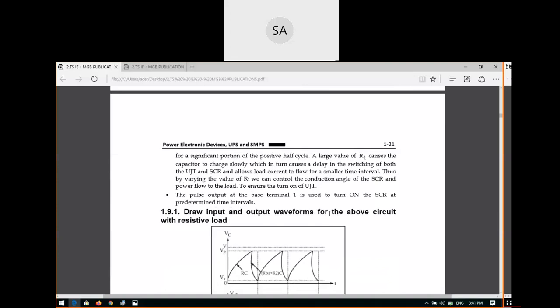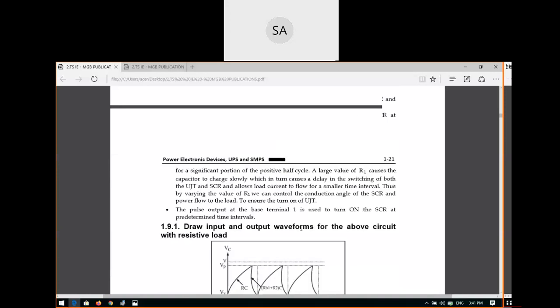Thus, by varying the value of R1, we can control the conduction angle of the SCR and the power flow to the load, to ensure the turn on of the UJT. The pulse output at the base terminal 1 is used to turn on the SCR at predetermined time intervals.